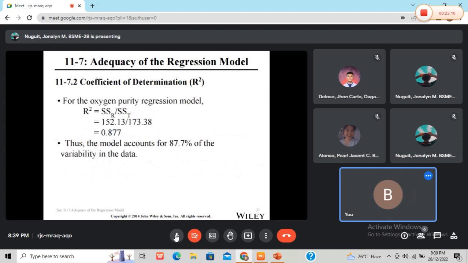This is an example of the coefficient of determination. For the oxygen purity regression model, we have R squared. We substitute the values of the sum of squares over the sum of squares total, so we have 152.13 over 173.38, which equals 0.877. Thus, the model accounts for 87.7% of the variability in the data.